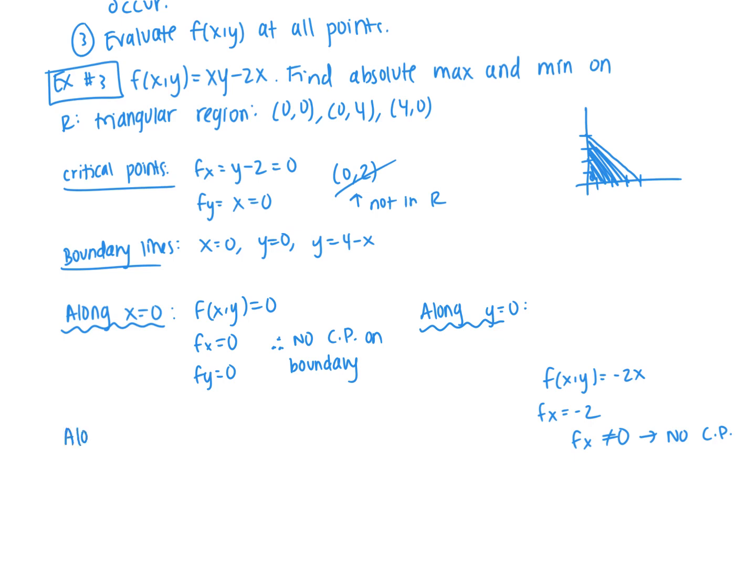So then we go along y equals 4 minus x. So again, we're going back to our function. In place of y, we're putting 4 minus x. So we get f of xy is equal to x times 4 minus x minus 2x. So that would give us 4x minus x squared minus 2x, which simplifying is just negative x squared plus 2x.